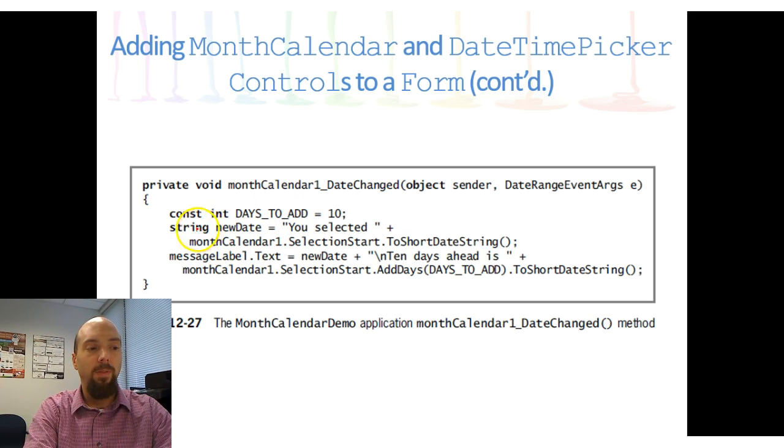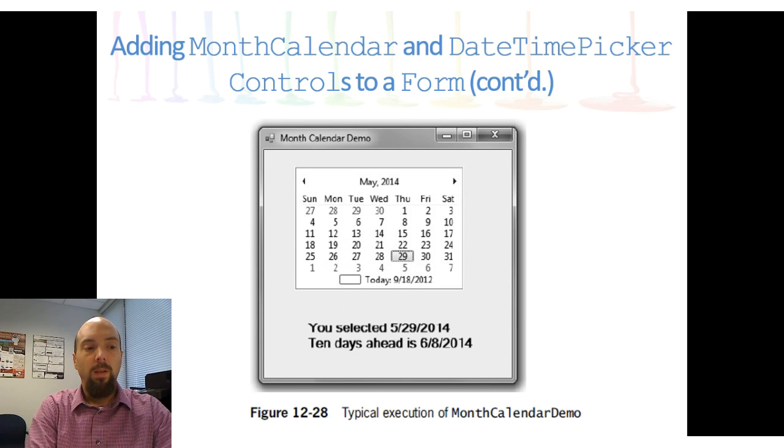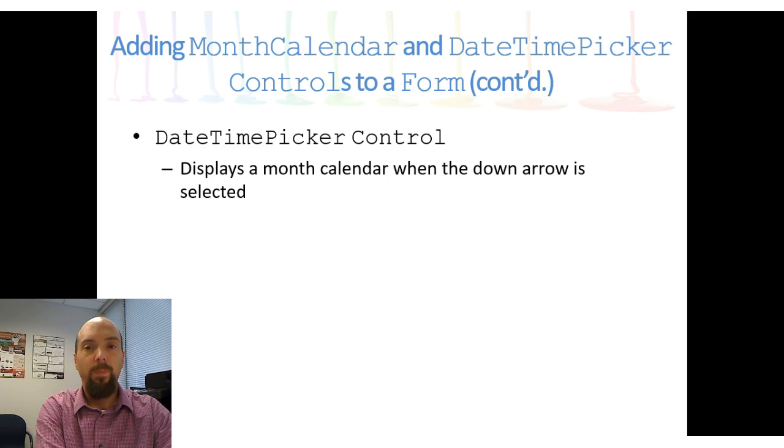So what happens is I have the string value called new date, you selected plus, and then month calendar 1 dot selected start dot to short date string. So these are just different formatting options for it. And what we're doing is we're just simply going to let it pick a date, and then we just substitute the text in instead. All right, so in this case, you selected whatever date, and then we figure out what 10 days from that date would be.